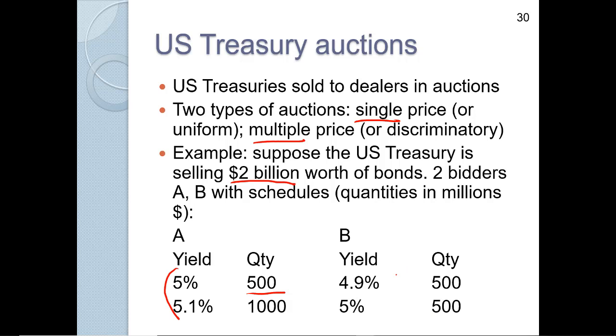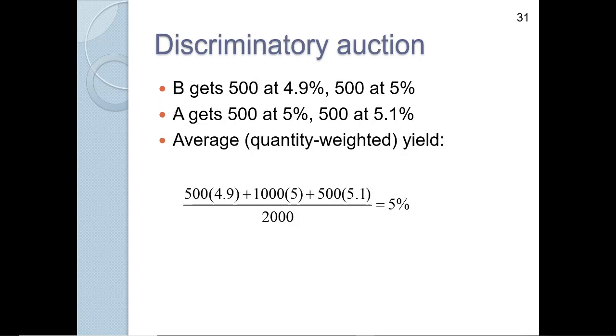The first thing to take into account is that we only have 2 billion worth of bonds. So the US is going to start with the lowest yield. The first 500 are going to go to B. Then it goes to the 5%, and here we have 5% and 5%. So far we have 1.5 billion. And then finally, they're going to allocate only 500 to A. So at the end of the day, B is going to get 500 at 4.9% and 500 at 5%. A is going to get 500 at 5% and 500 at 5.1%.